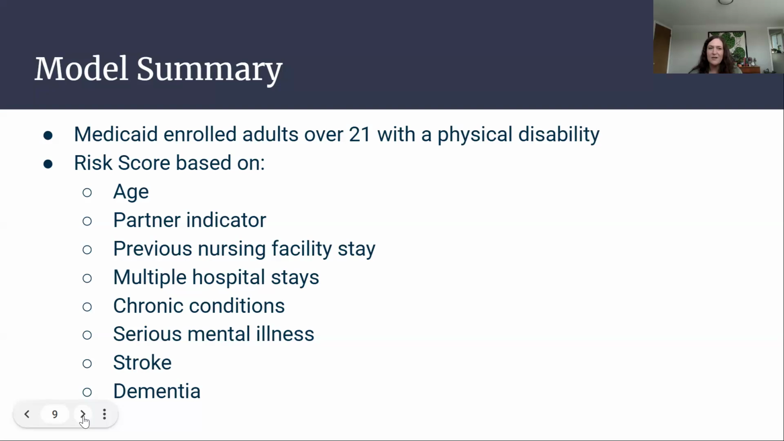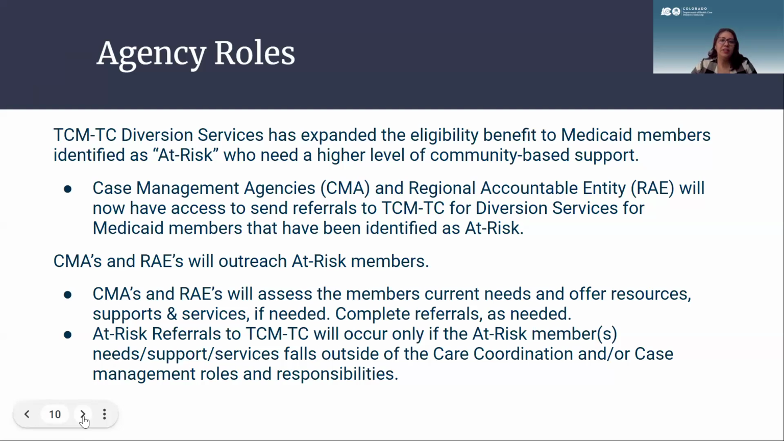I'll hand it back to you, Victoria, to talk a little bit more about the process. Thank you, Joe. Okay, so agency roles: transition coordination has expanded, like I just mentioned earlier, their eligibility benefit to any Medicaid member that is living in the community and who is identified as at risk. And these people will need a higher level of community-based support to manage extreme life changes. It can also be support to find or maintain housing or other community resources. So CMAs and RAIs will now be able to send referrals to TCMTC for these members that are identified as at risk, the members that are on this list.